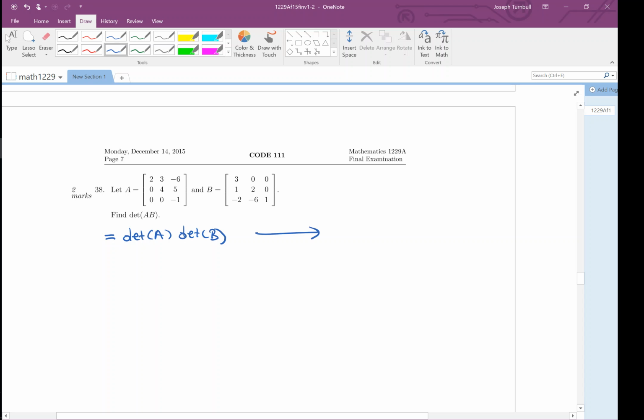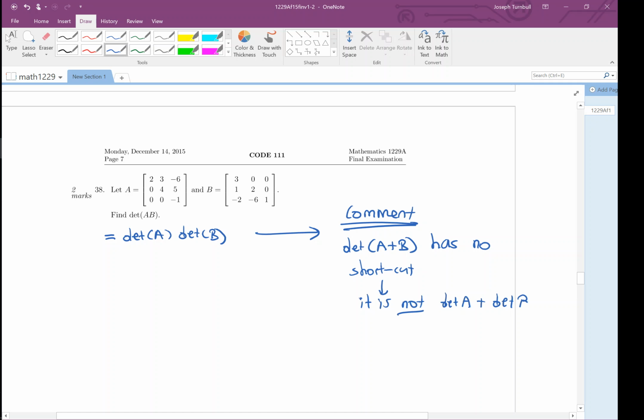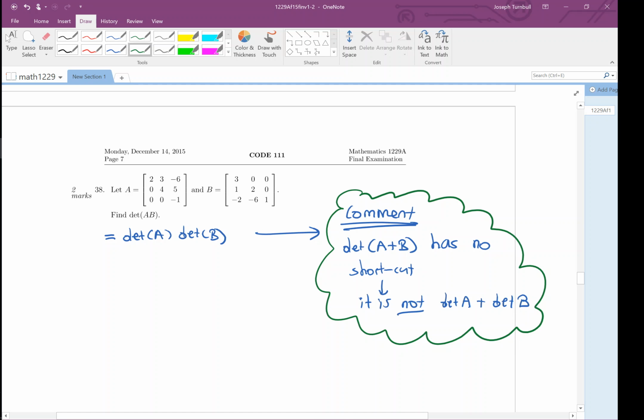Just a comment here. Not part of this question, but I'll mention it because it's sometimes something that's done in other questions. The determinant of A plus B has no shortcut. It is not determinant of A plus determinant of B. You can't do that. So that's just an aside. We're not using that here. We're not asked to add two matrices together and take their determinant. We're asked to multiply them, take the determinant. And we do have a property for that. So we can distribute the determinant operation to A and B.